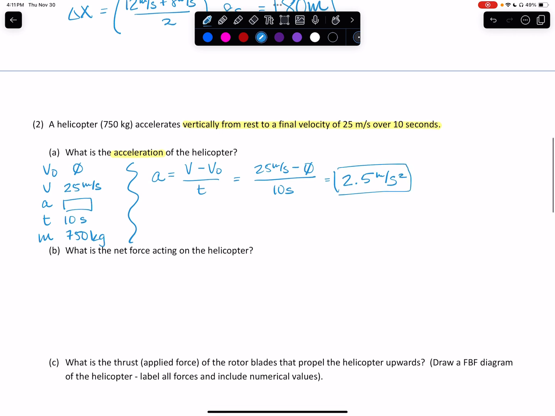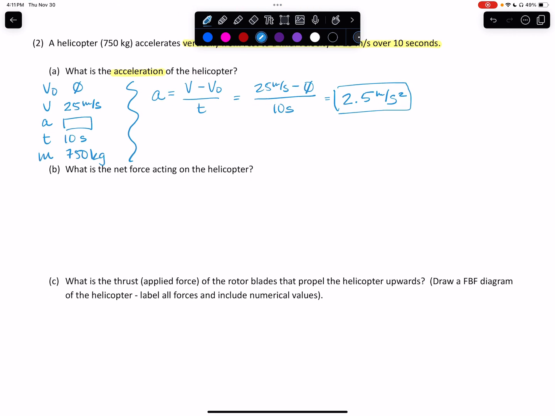Next, what was the net force acting on the helicopter? Now, I don't have a free body force diagram, so I can't do sums of forces here, but I do know the mass and I do know the acceleration. Mass is 750 kilograms. I just found the acceleration to be 2.5 meters per second squared. And with those and Newton's second law, I can figure out what that net force is. That law tells us F net is equal to the mass times the acceleration.